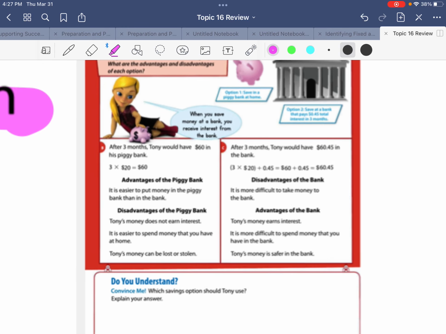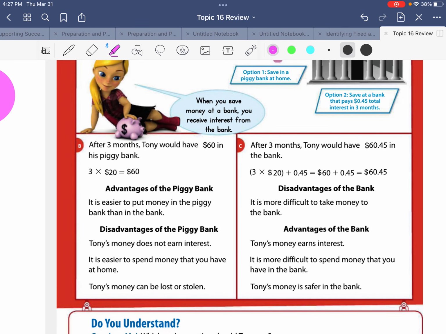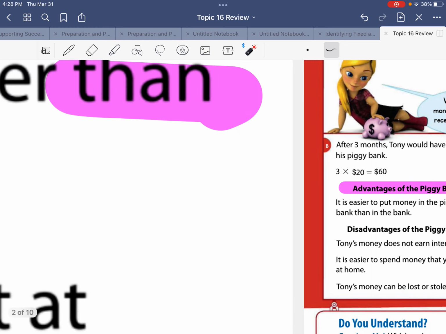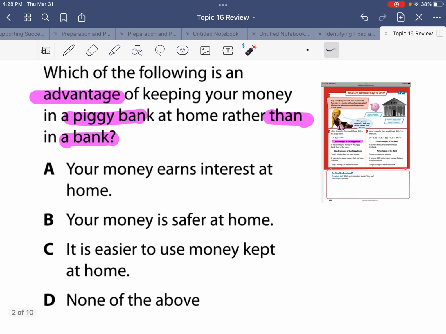So if we look at this anchor chart here, it says advantages of a piggy bank. And it gives us one. It's easier to put money in the piggy bank than in a bank, okay? So whenever your parents get home and they have leftover change, they just put it in their piggy bank. It's super easy. Rather than when you go to a bank, you have to drive over there, okay? So let's look at my answers.